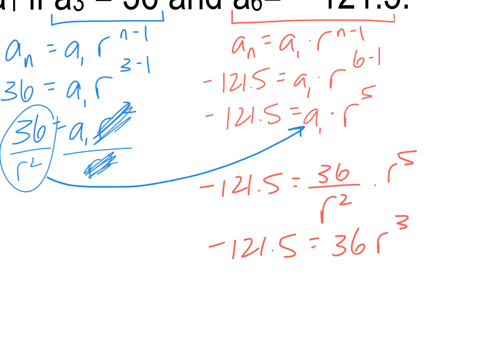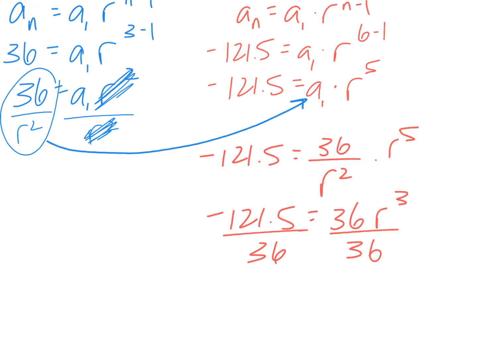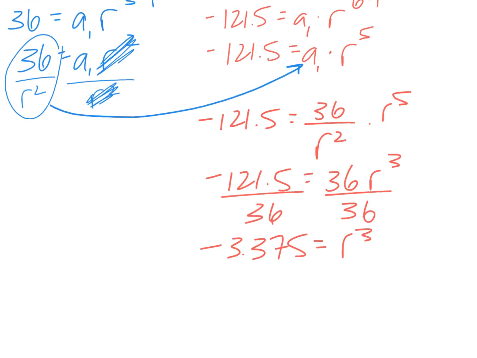If you divide both sides by 36 first, don't cube root first. We've got to get rid of that 36. That's going to give us negative 3.375 equals r to the 3rd. Now you can cube root both sides, the same thing as raising both sides to the 1/3. And yes, remember you are allowed to cube root negative numbers. It gives you negative 1.5 equals r.